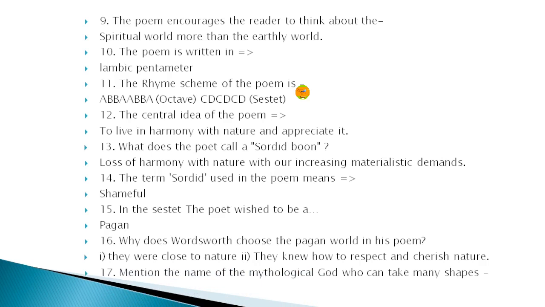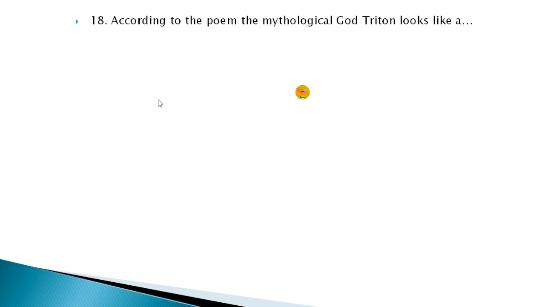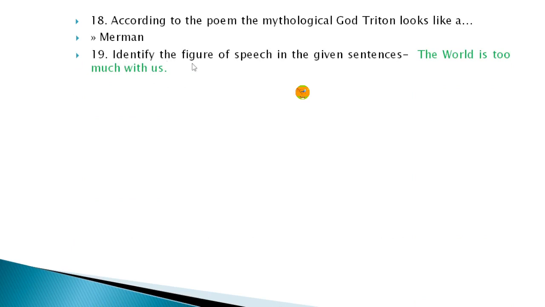Next, mention the name of the mythological god who can take many shapes. Here the right answer is Proteus, the mythological god who can take different shapes. MCQ number 18. According to the poem, the mythological god Triton looks like a merman.